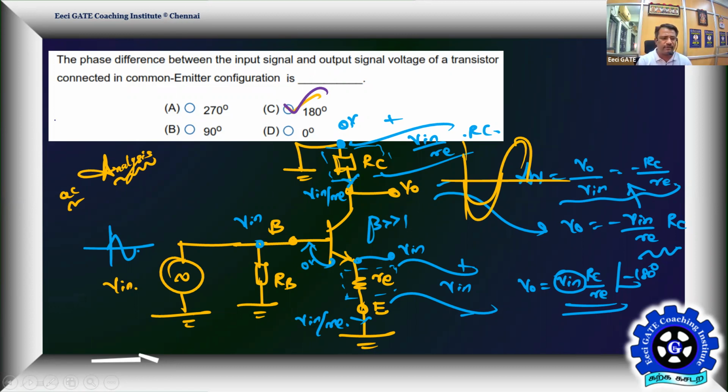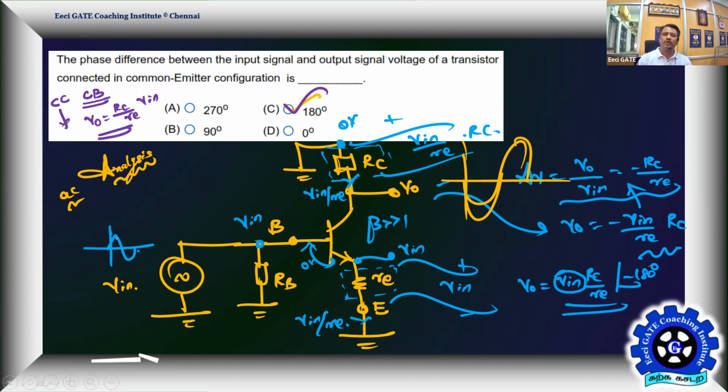So what will happen if the question is for the common collector, or if it is for the common base? Common base, the gain will become V0 equal to the same gain RC by small re into Vin. You will get that it's going to be in phase. What about for common collector? Common collector also going to be in phase.